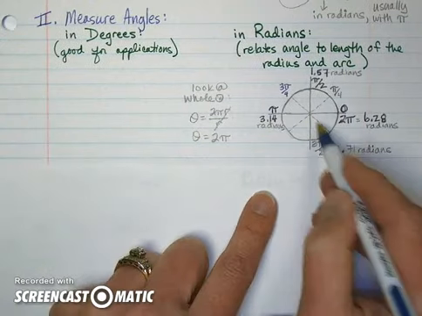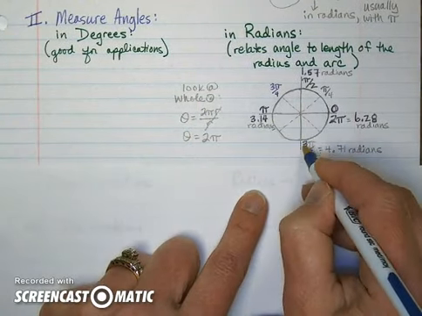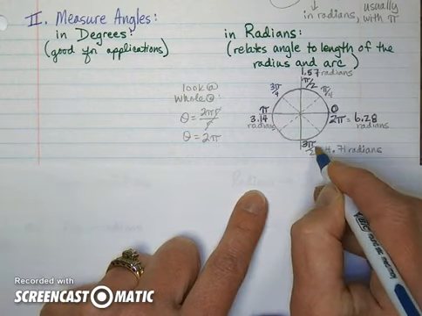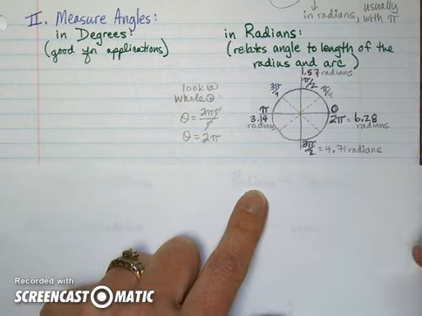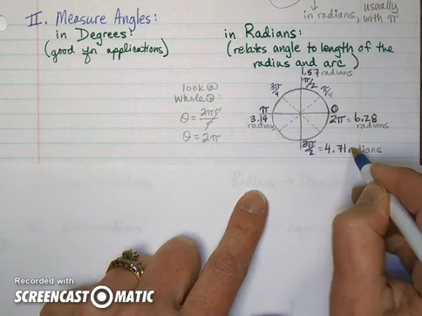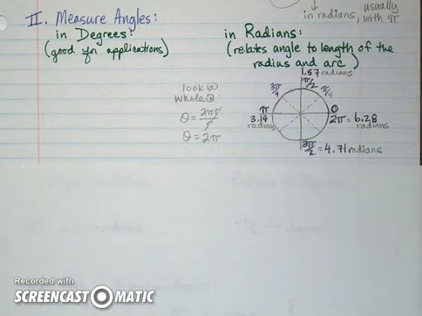All right, let's do this one. This is 1 pi plus another half. So we say 3 pi over 2, which is 4.71 radians. When you come back, we will convert from degrees to radians and radians to degrees in part 2. Thank you.